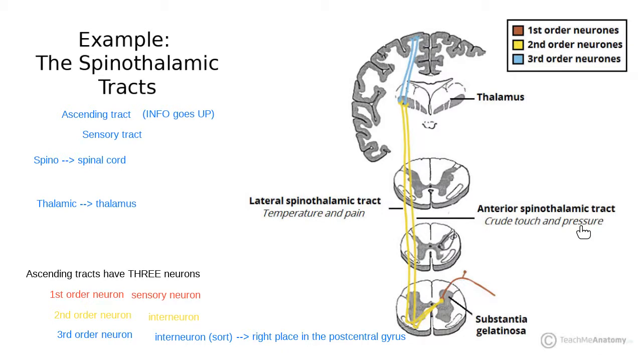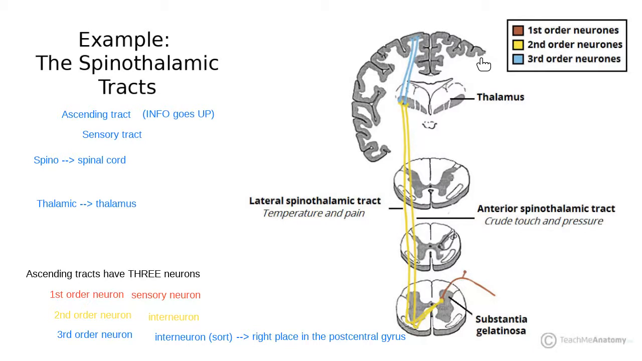Okay. So as long as we know, though, the third order does end in the thalamus. That's correct. The third order starts in the thalamus. Yep, it starts in the thalamus and it goes up to the correct place on that post-central gyrus. Okay. Got it.